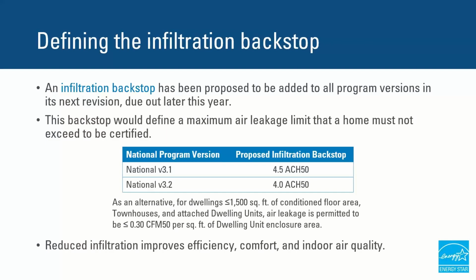So any of those particular structures could use this alternative metric of 0.3 CFM 50 per square foot of dwelling unit enclosure area. Generally speaking, the rationale there is that it can be a bit more challenging for those types of structures to achieve the same level of tightness as a detached home for various reasons. Either the ACH50 metric isn't scaling in a linear way with the smaller structures, or with the attached structures, you typically have some extra challenges with sealing the attached components like attached walls.